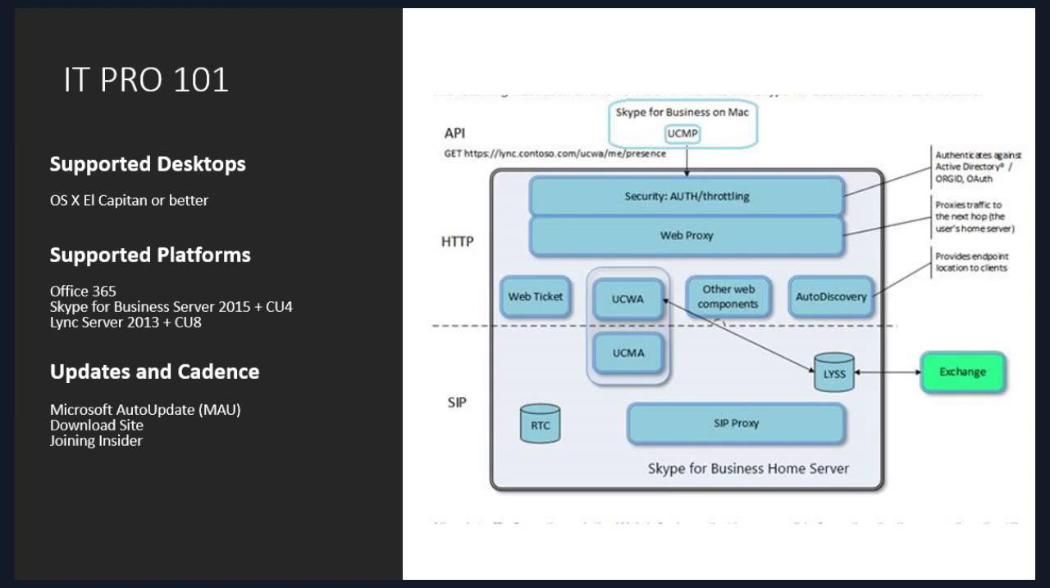On the back end, we do support Office 365, SfB Server 2015, and Link Server 2013. Both of them on-premise server will require the CU4. Well, I would say the November update. Right, that would be the proper way, and you can find that in the download center. Okay, so those are the platforms that we support.